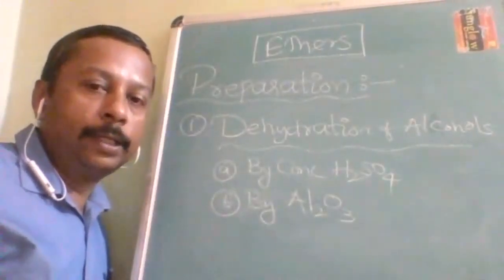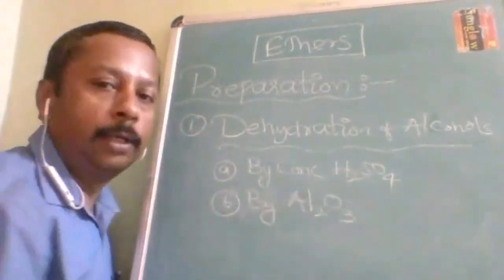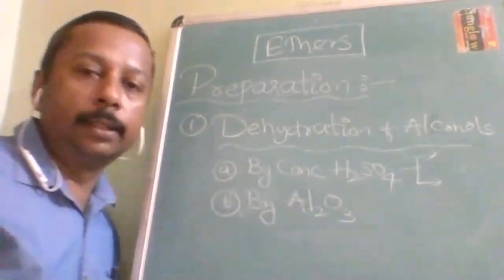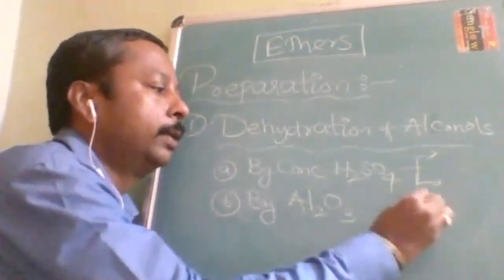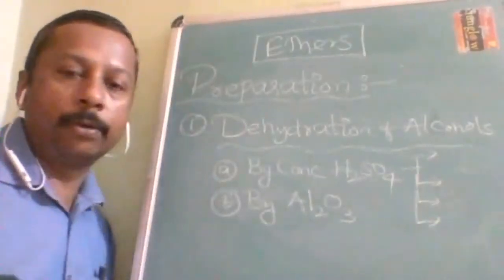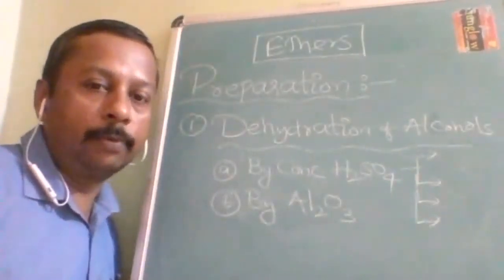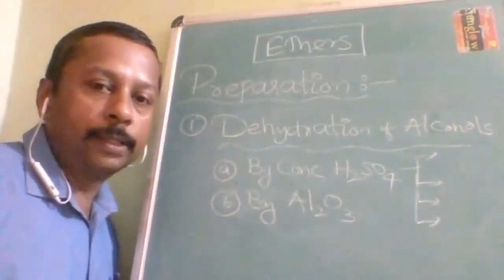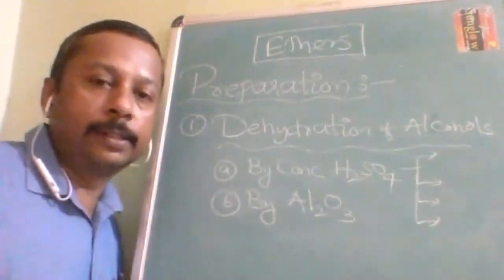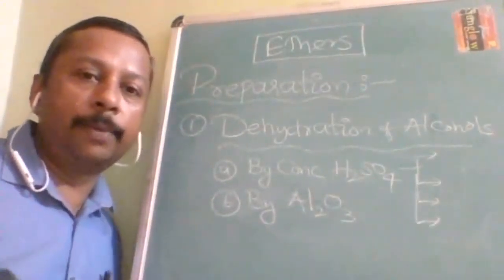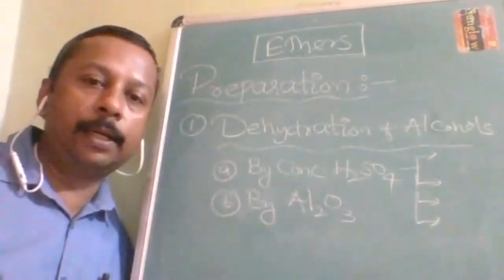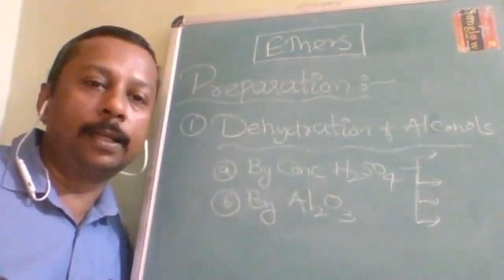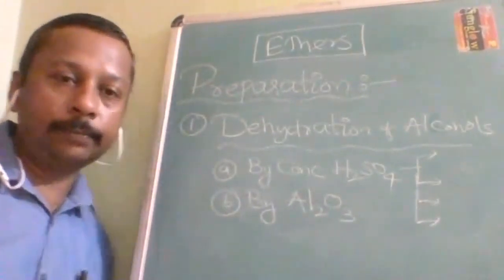In NCERT there are only two reactions in this part, but I will teach you four methods as an extra effort: four temperatures, four products. What are those temperatures and what are those four products? We will study. So first, concentrated sulfuric acid. We are in the segment of preparation of ethers. In that, the first part is dehydration of alcohol, and in that, the first part is concentrated sulfuric acid as a dehydrating agent. Are you ready? Okay.